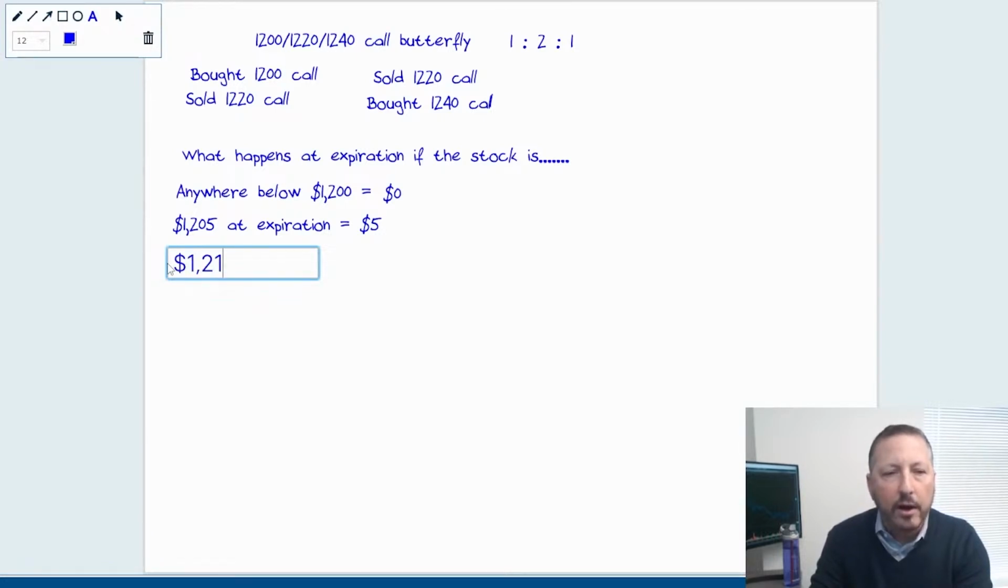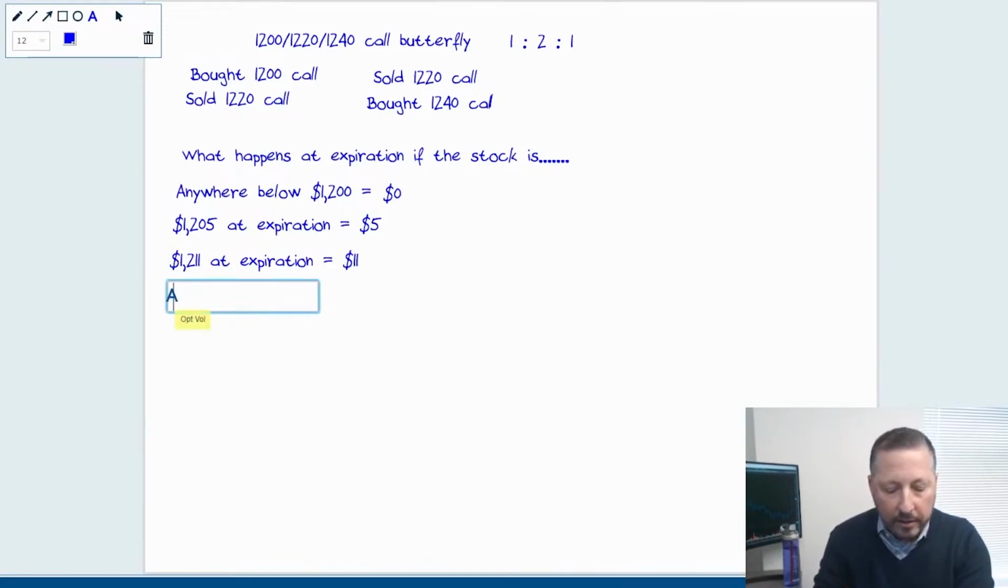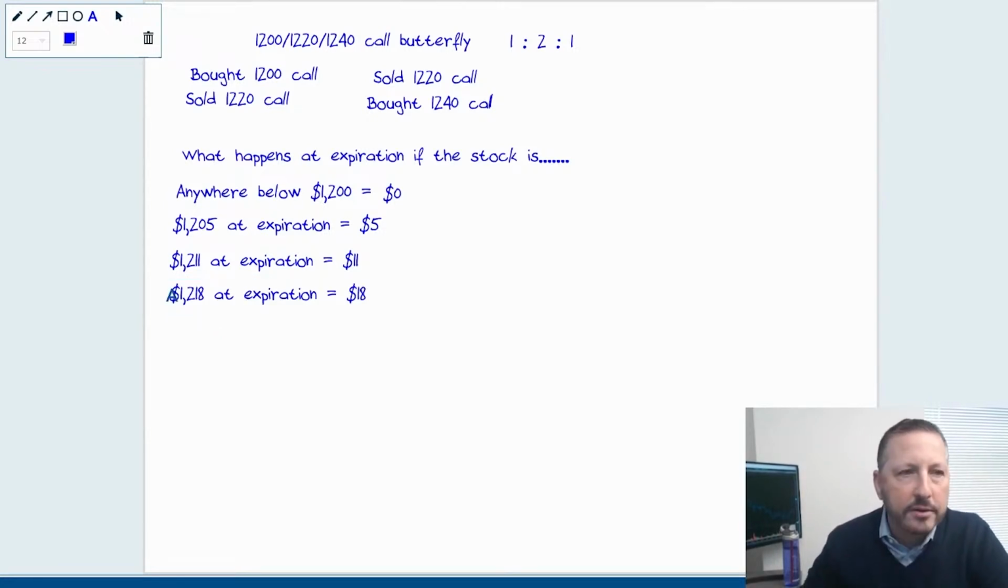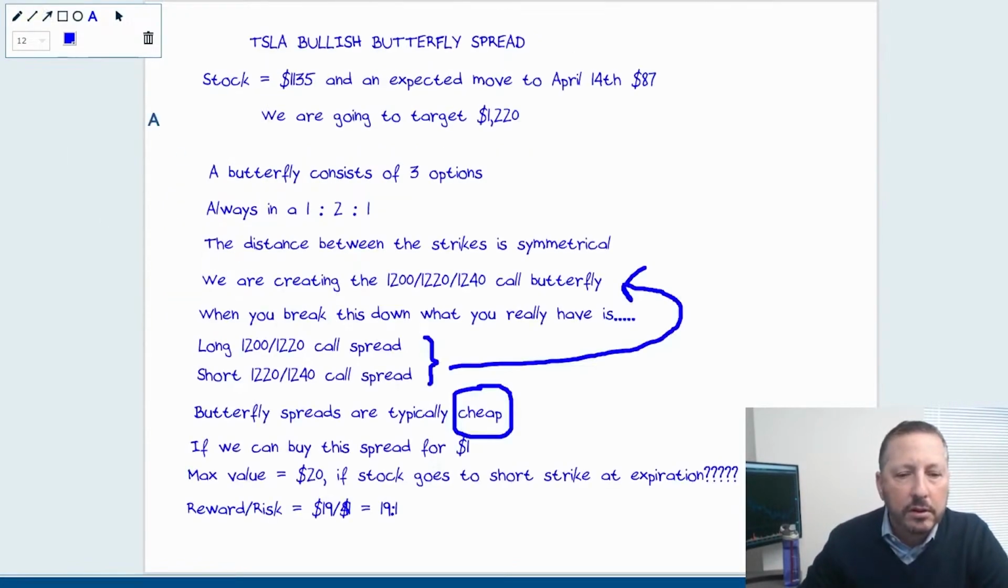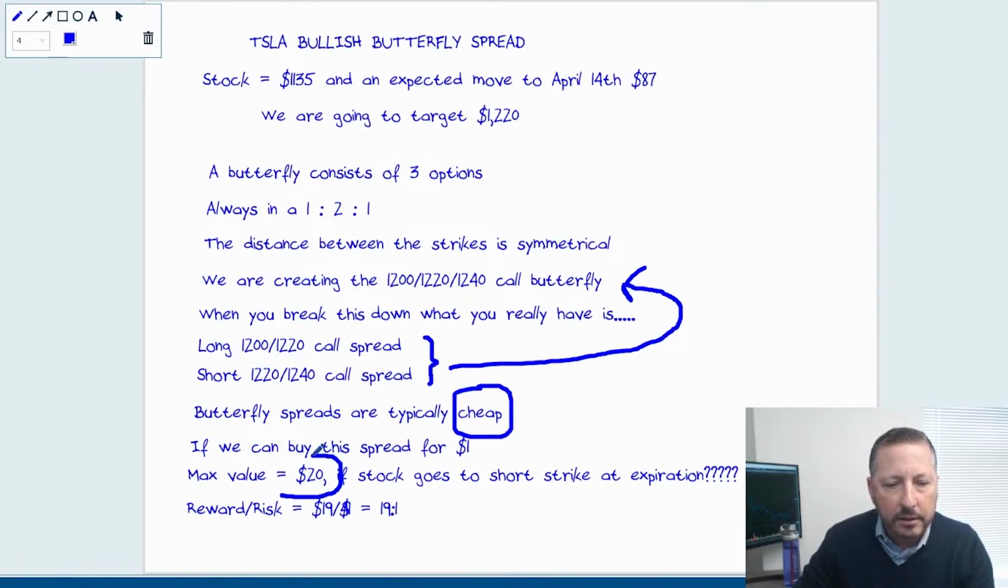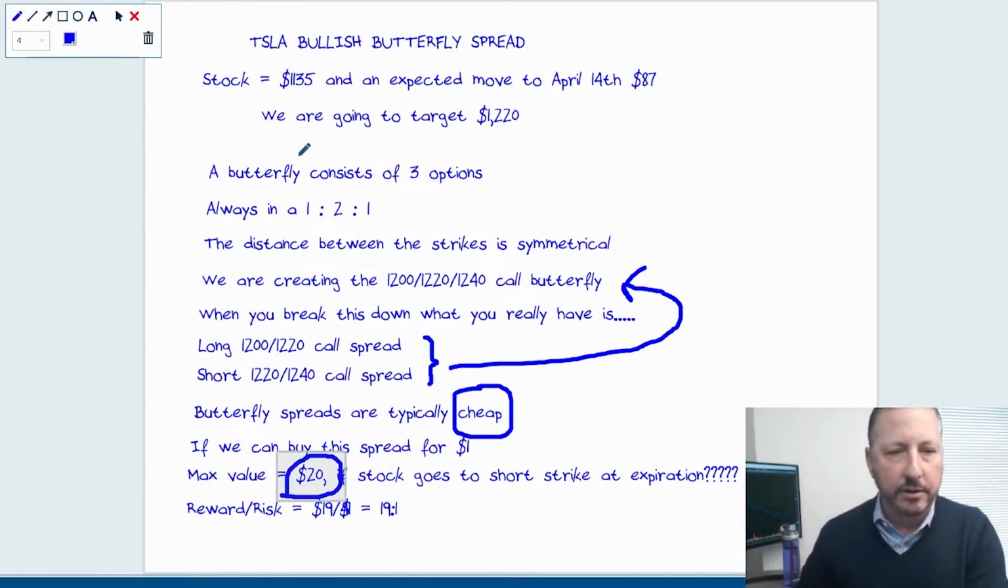Let's say we're at 1211 at expiration. The value of this is going to be $11. If we're at 1218 at expiration, the value of this is going to be $18. And then obviously, as we spoke about just a few minutes ago, at 1220, the short strike, the maximum value is going to be $20.